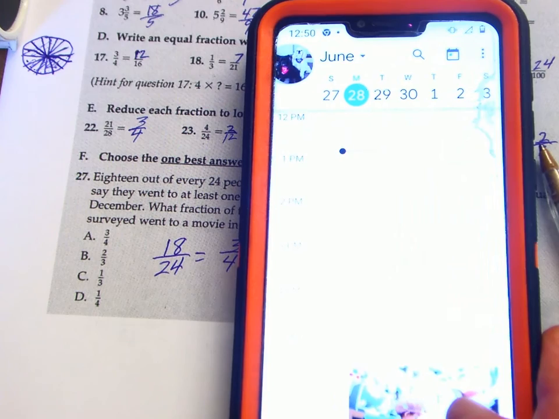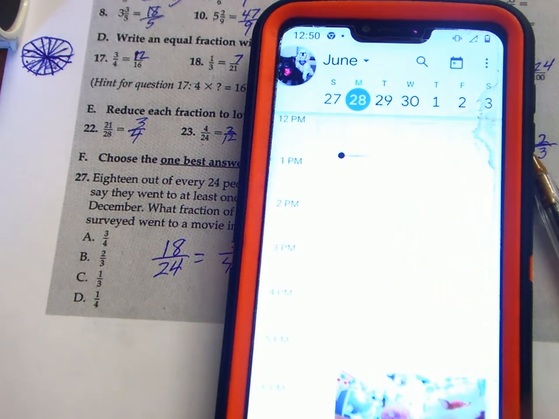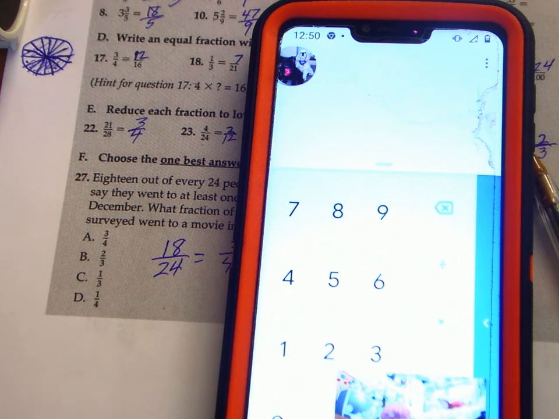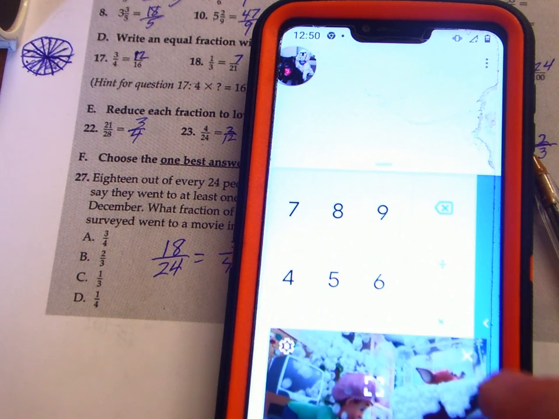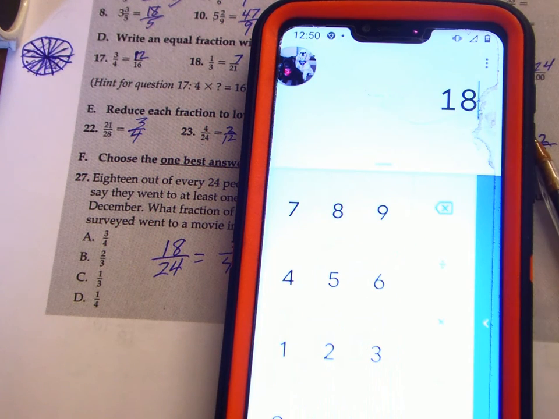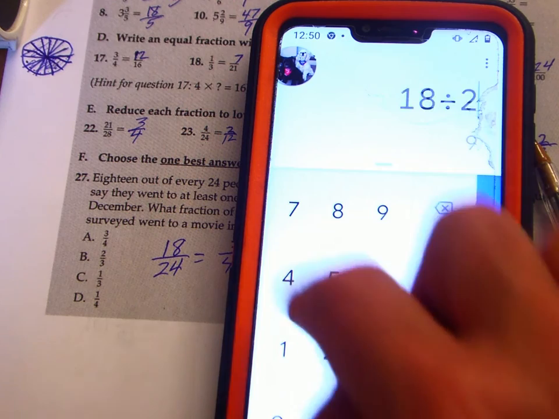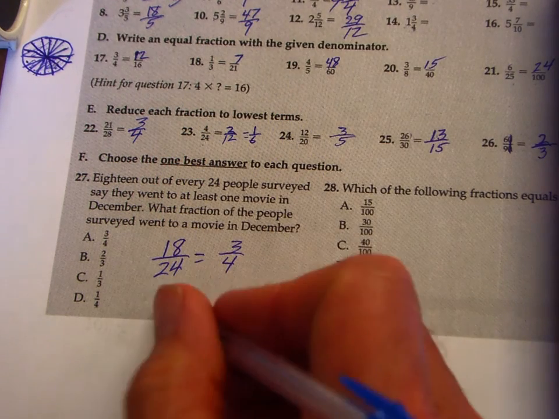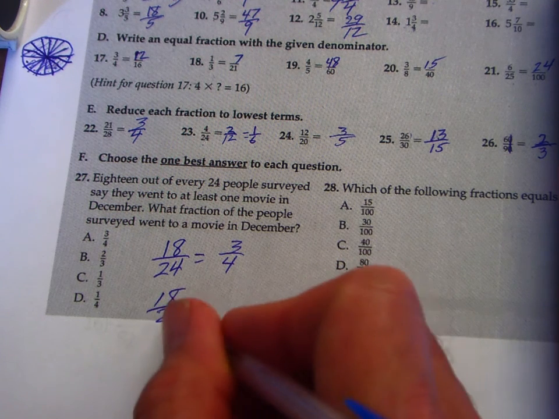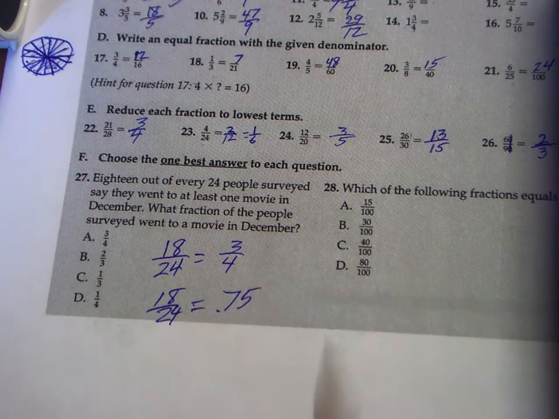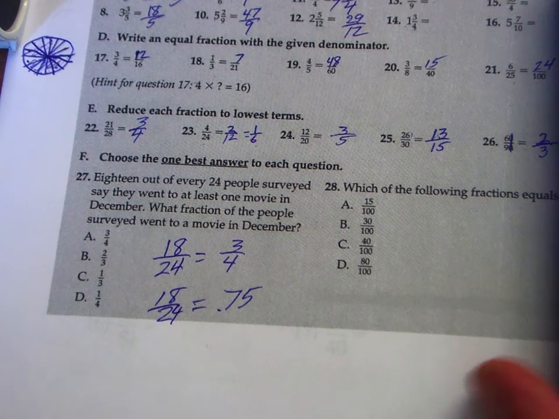Okay, 18/24. What is this? Oh, I did calendar, didn't I? I want calculator, there it is. Okay, 18 divided by 24 equals 0.75. I changed 18/24 to a decimal, 0.75. Now, it doesn't say 0.75, but I can change these to decimals and see if they're correct.